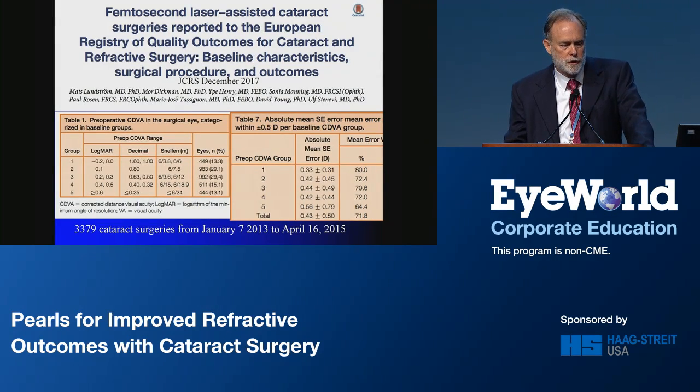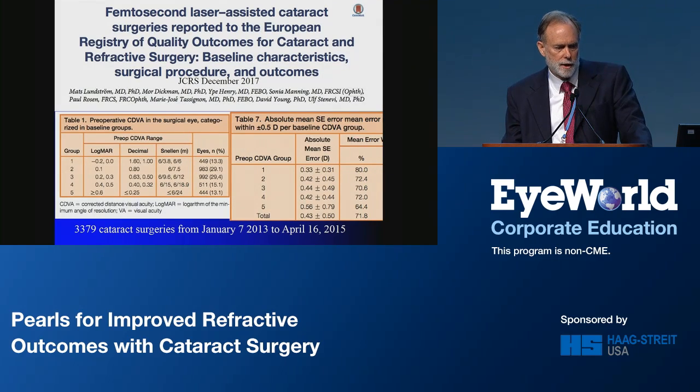These surgeries were done up until 2015, so they didn't have some of the more advanced calculating formulas at that point. But we need to really get all this much more accurate. We need to use optical biometry and some of the new formulas. Thank you.